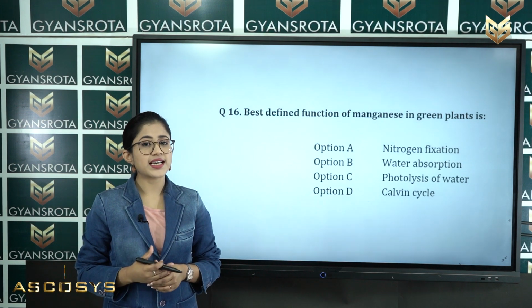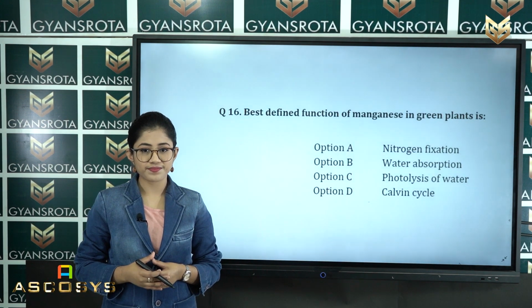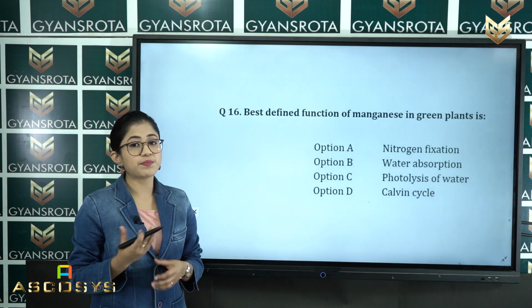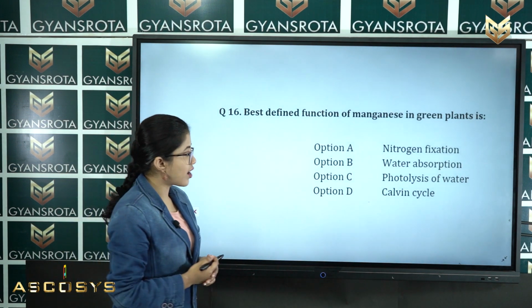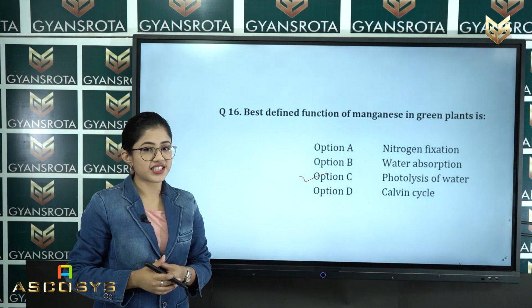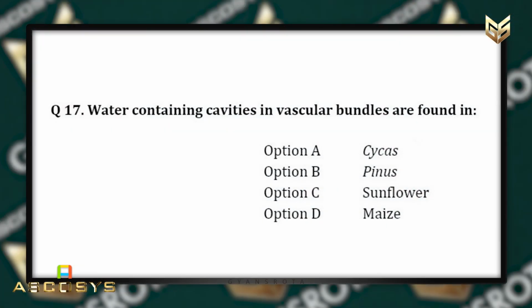Which of the following is the best defined function of manganese in green plants? That is of the photolysis of water, that means the splitting of water. Now, option number C is the correct answer for this question. Now, let us see the next question, that is question number 17.